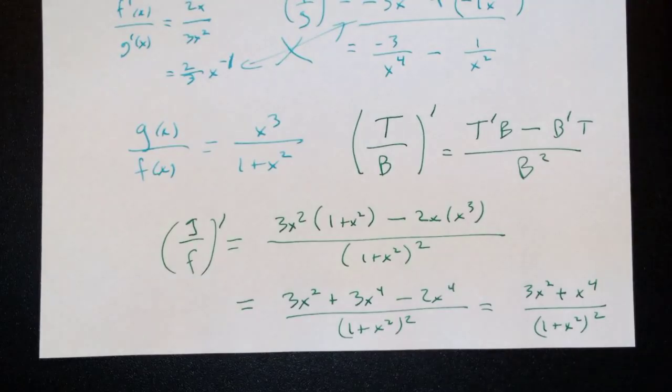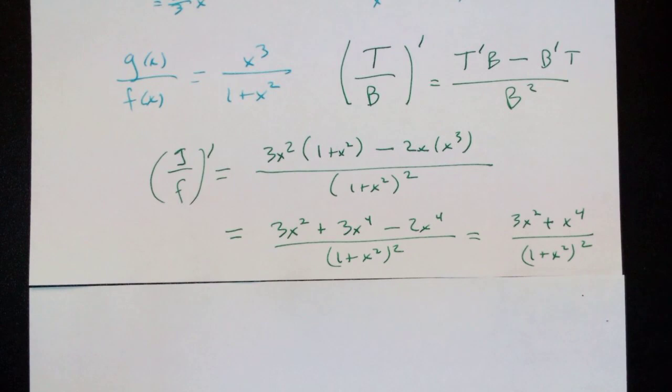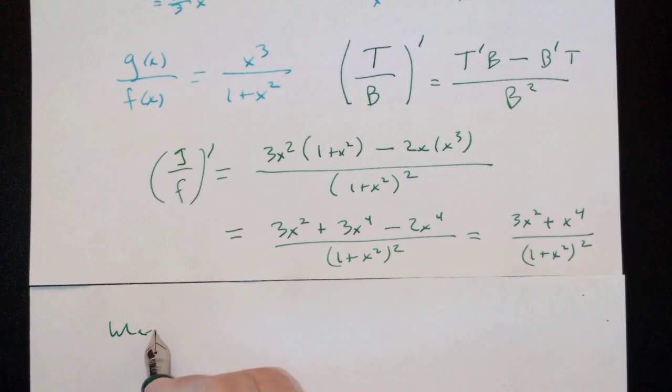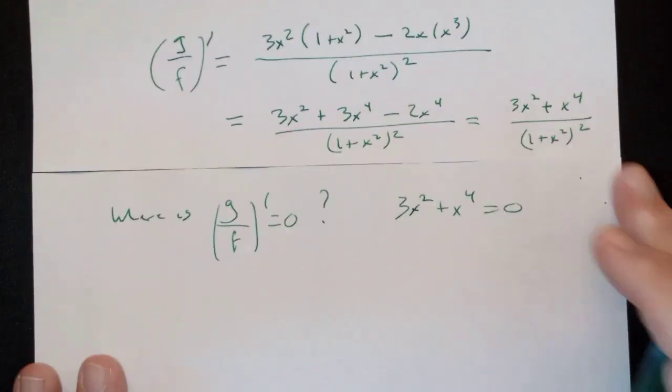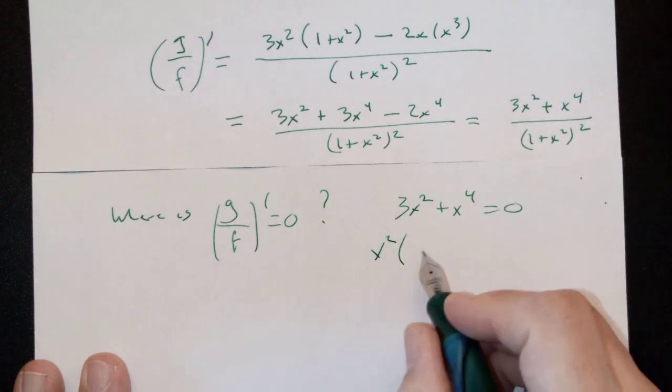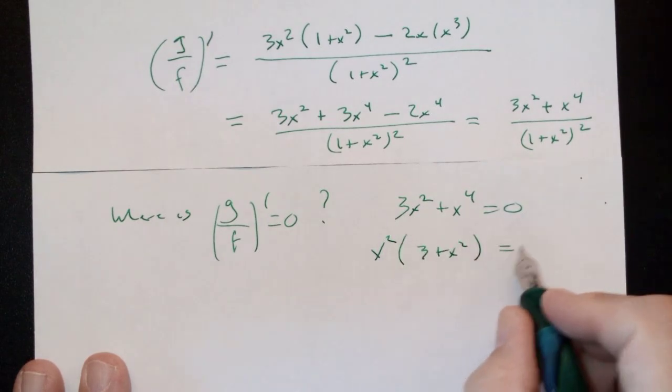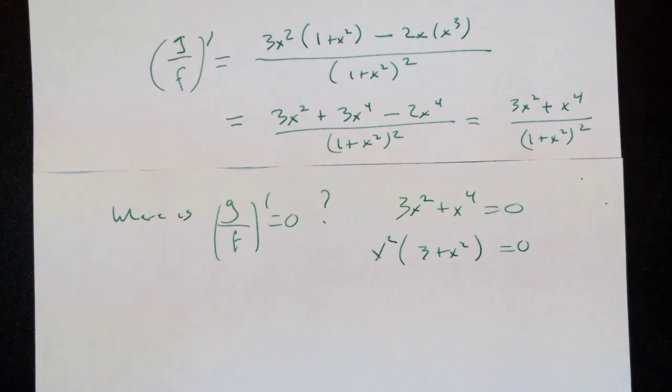If I were going to do something like set this equal to 0 to figure out horizontal tangent lines, then a fraction is 0 where its top is 0. So if I want to look, where is this equal to 0? I only care about the numerator, which in this case, again, I factor. I only have one place.